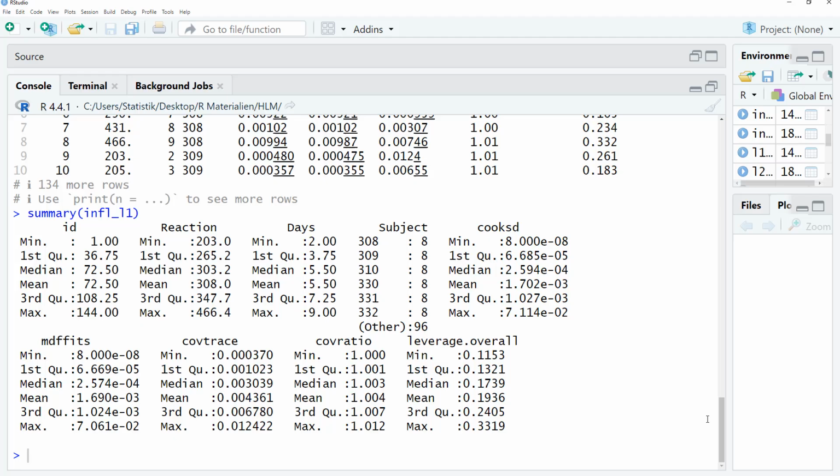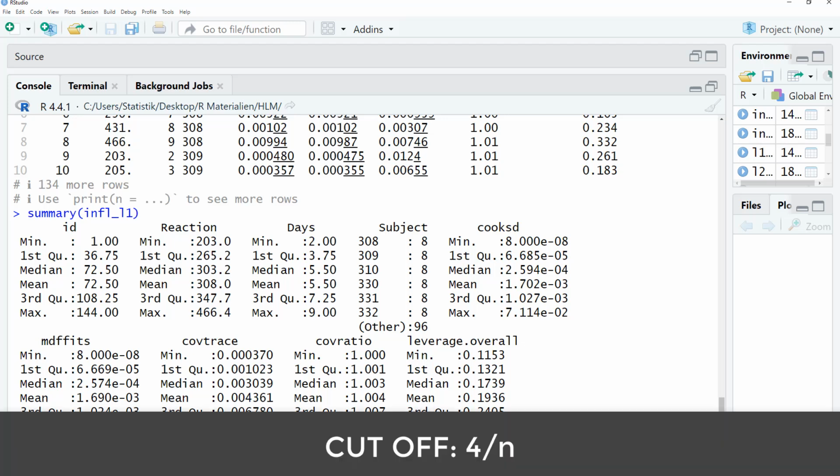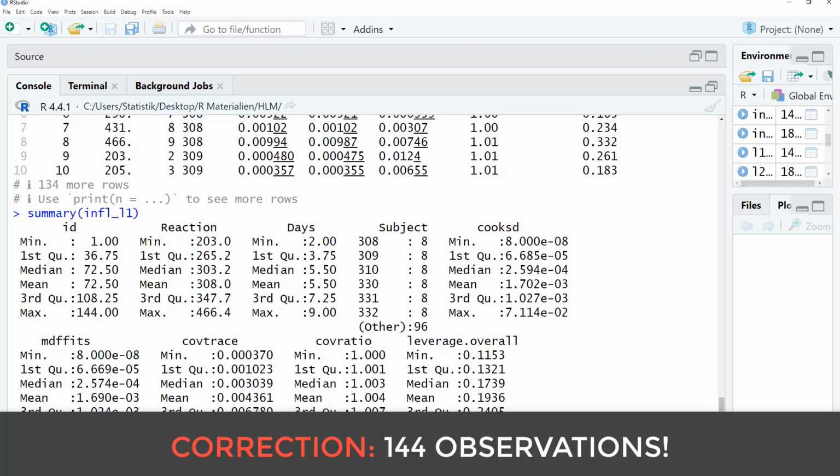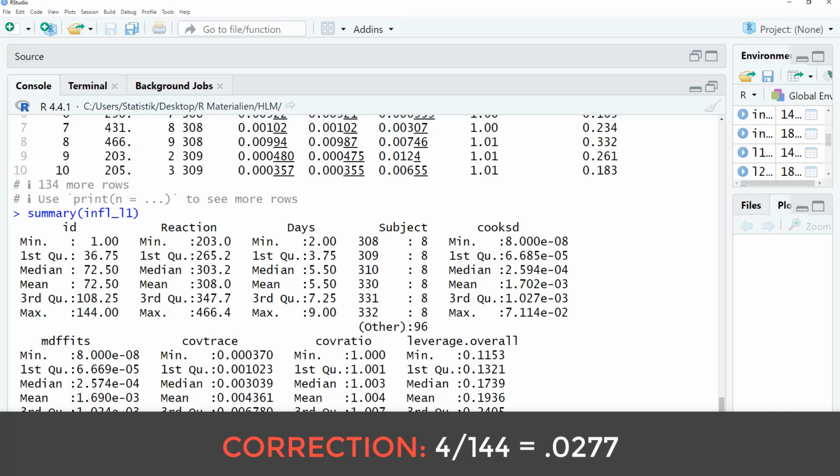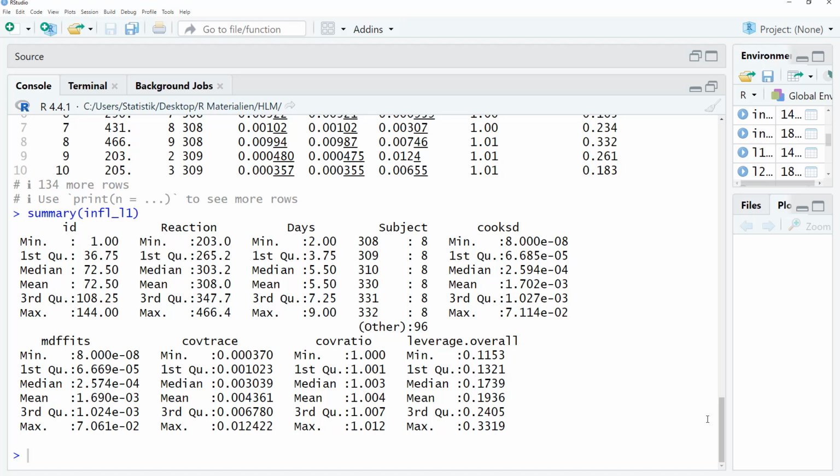Is this high? There are different cutoff points discussed for Cook's distance. One possible value is 4 over n, with n being the number of observations. Here we have 180 observations, so 4 over 180 gives us 0.022. At least the highest Cook's distance is above this cutoff, so it would make sense to now analyze Cook's distance for observations higher than 0.022. So according to Cook's distance, we probably have outliers on level 1.